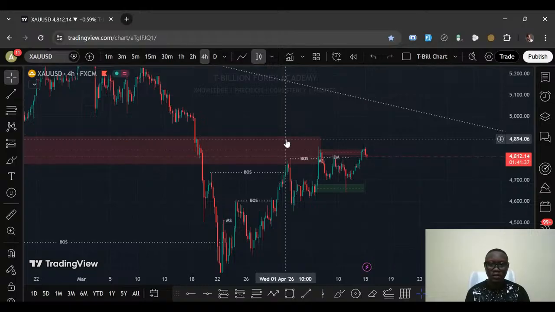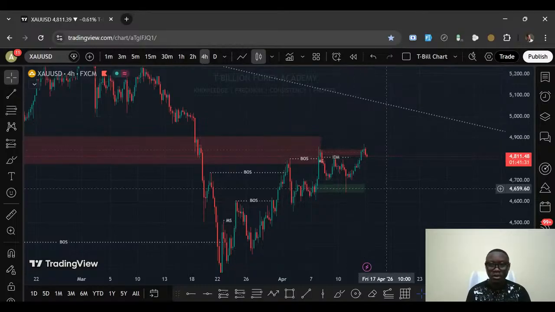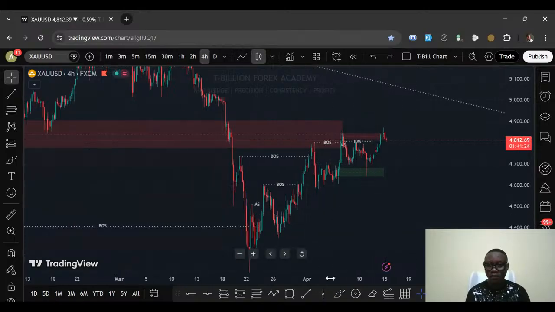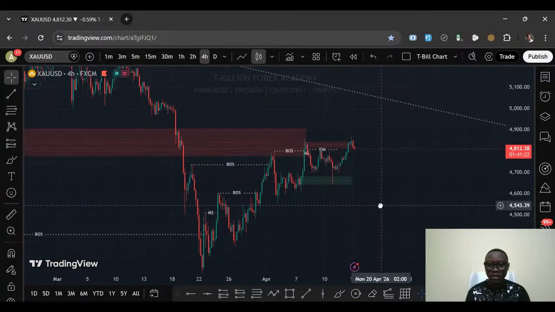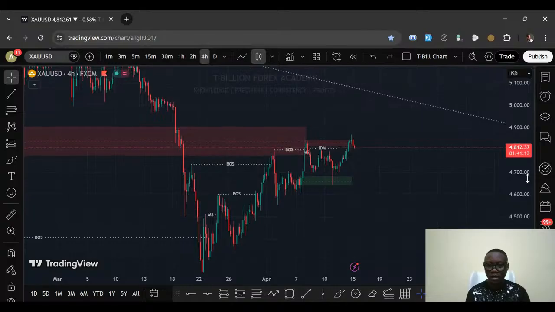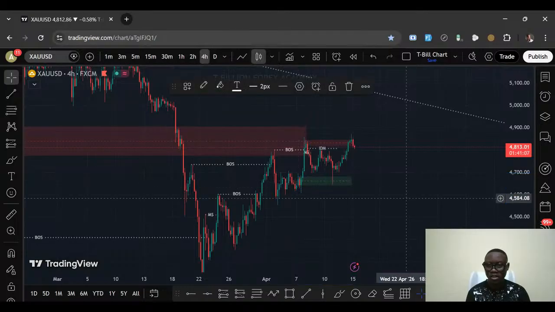So we have this point of interest right here. Now let's drill down to the 1H time frame and with the 1H price action, join this bullish move right here. Before we do that, if you look at this, we got this break of structure on the 4H time frame right here, and this is our 4H point of interest, which is this order block zone right here.